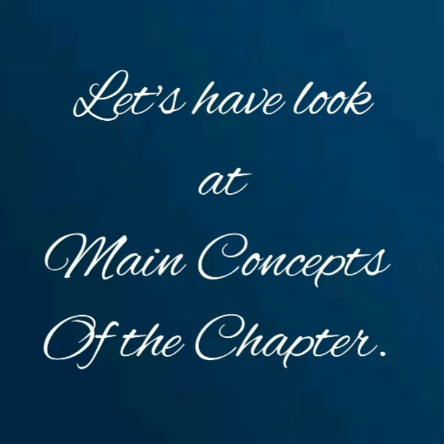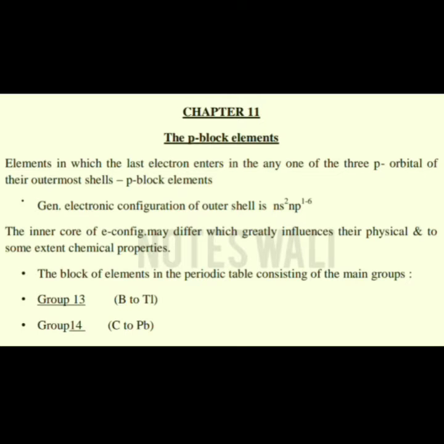So friends, let's have a look at the main concepts of the chapter. From the name of the chapter we know that this chapter is about the P block elements. The P block mainly comprises the group 13 to 18 of the modern periodic table. So again, like S block, we will firstly see the notes and important points of this chapter, and at the end we will look at the important questions from the examination point of view.